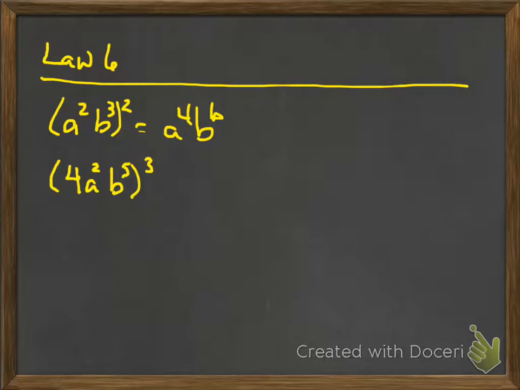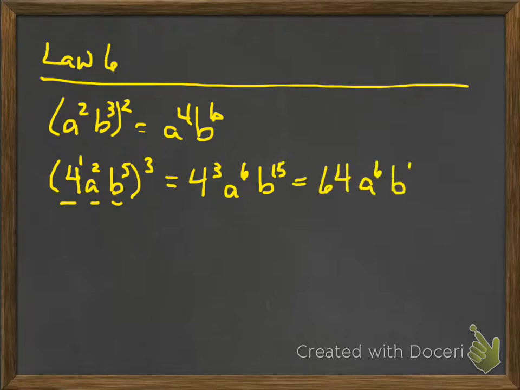Now again, you need to realize that there are 3 things in here. That's very important. So I'm going to say there that 4 has an exponent of 1. So that when I do this, I'm going to treat this almost like a variable. So I'm going to say 4 to the 3rd power. A, what do you think that's going to become? 6, correct. B, 15. Yippee! Now, you can always simplify 4 to the 3rd power to be 4 times 4 times 4 is 64. A to the 6th, b to the 15th.